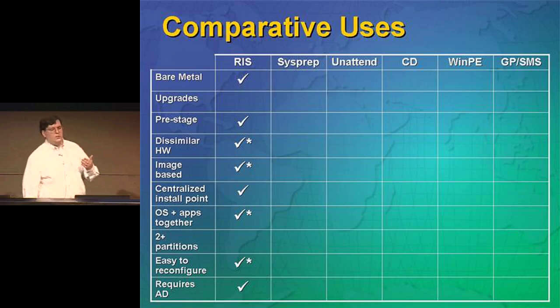So dissimilar hardware is, if you use an RIPrep, a scripted install, dissimilar hardware will generally work. If you use an image-based install, again, the same limitations of the HAL and mass storage, you're going to have to be careful about how you apply that image down to another machine.